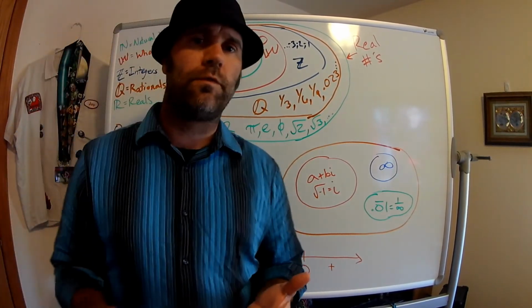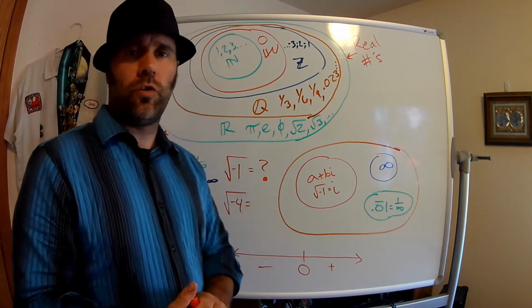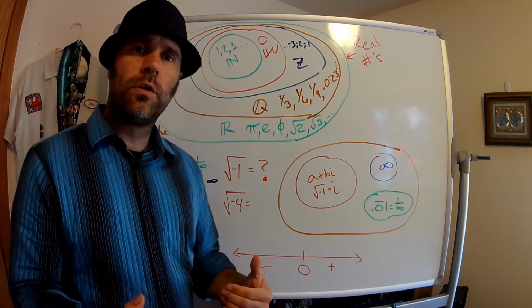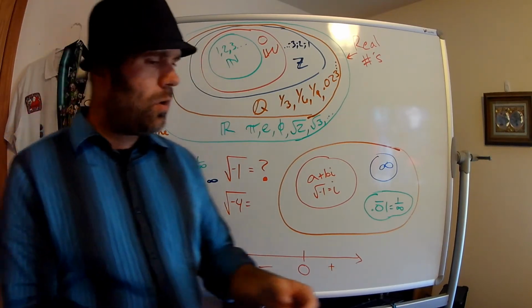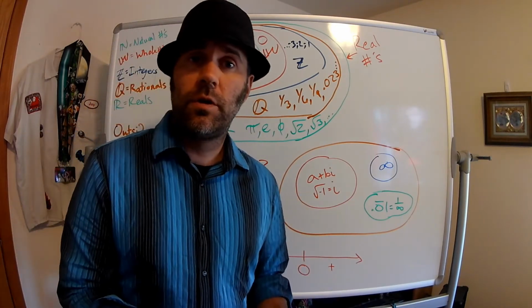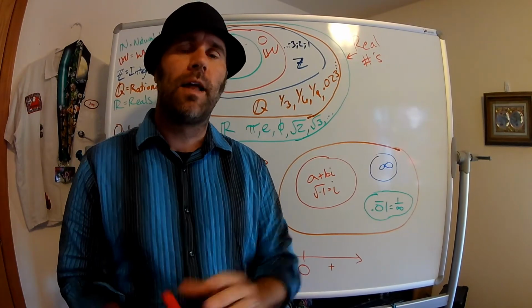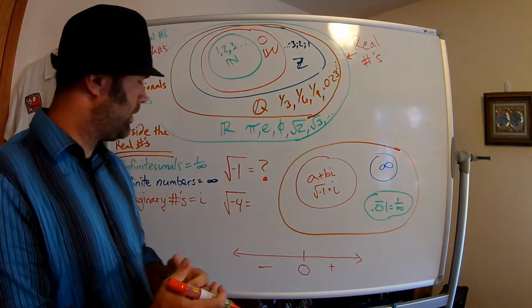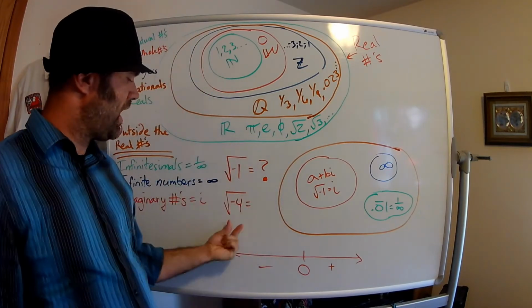The square root of 4 we know is 2. 2 times 2 is 4. And the square root of a number is just asking the question, what number times itself equals this number inside of the square root? That's how you figure out what a square root of a number is. What number times itself equals -4?